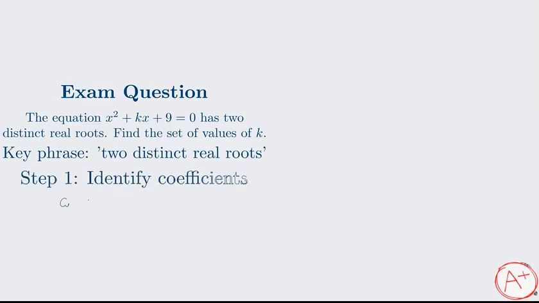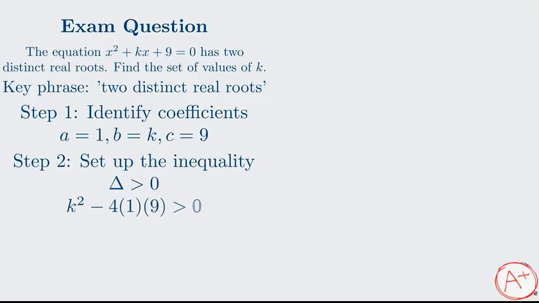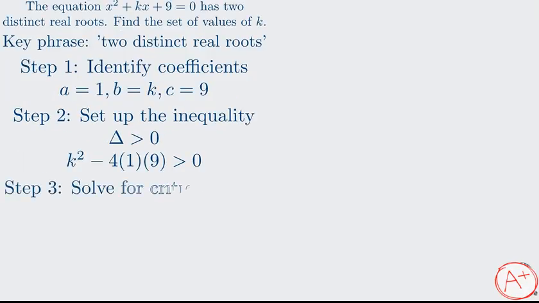First, identify the coefficients. Here, a is 1, b is k, and c is 9. For two distinct real roots, the discriminant must be strictly greater than 0. We find the critical values by treating it as an equation. The square root of 36 gives us positive and negative 6.